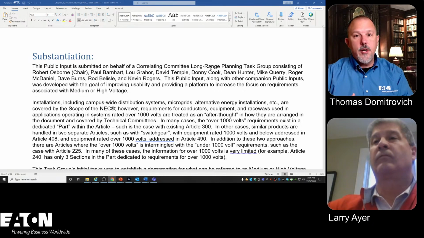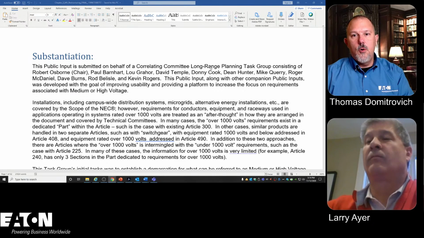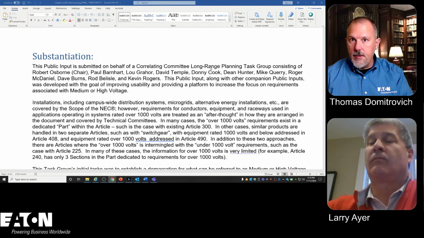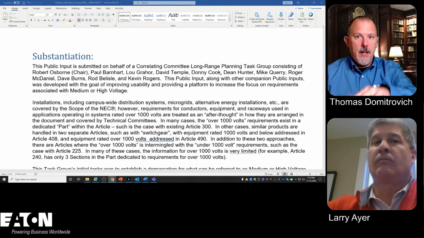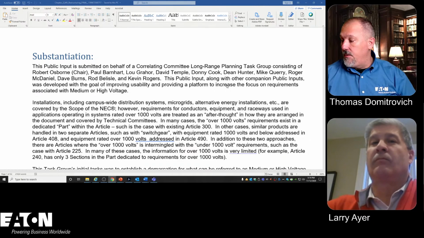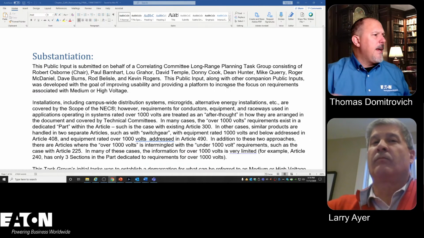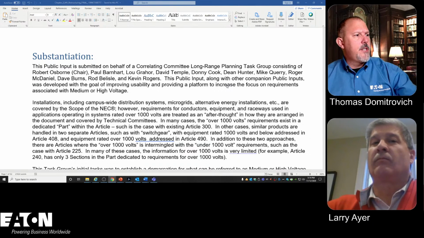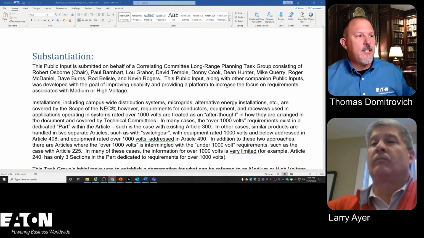So you're not going to go to Code Panel 3's work or go to Article 3, Chapter 3 in different articles and find these public inputs. You've got to go down to the globals, which maybe later on I can show how to get to. But there's a Word document attached to the public input, and it tells you that it was a Correlating Committee Long Range Planning Task Group.